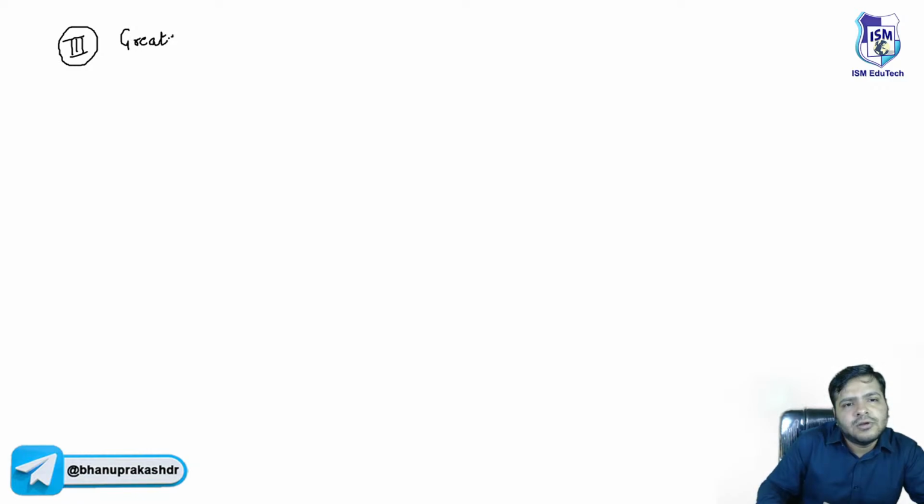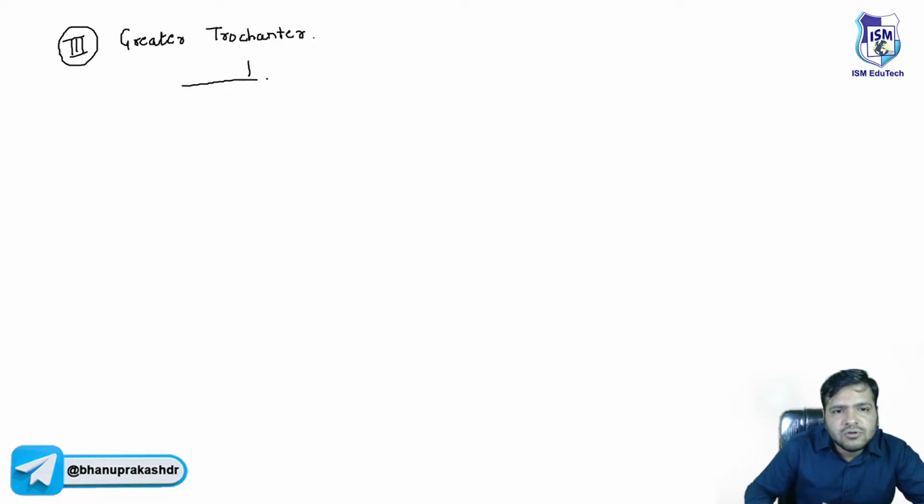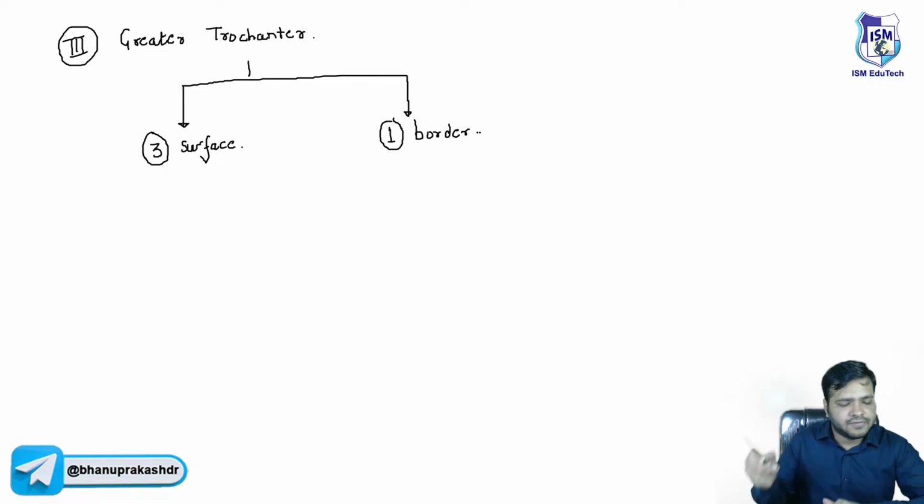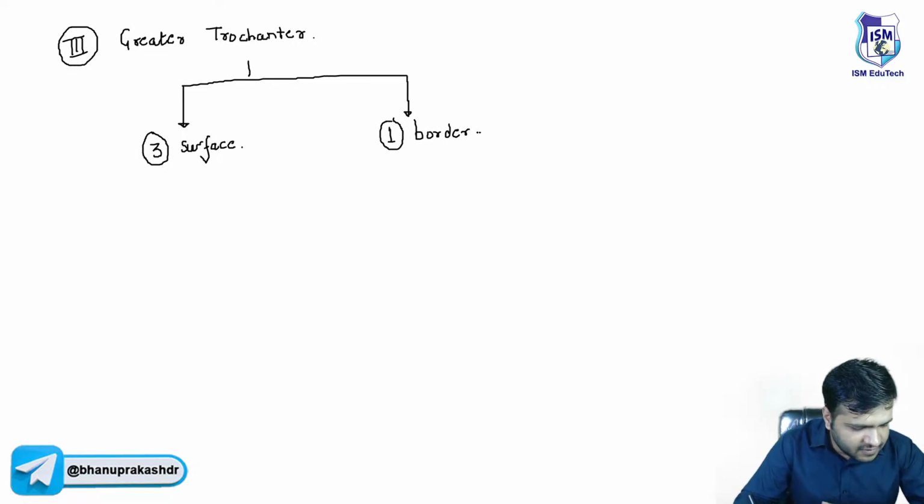Okay, greater trochanter. Now the greater trochanter basically consists of two parts, beta. I will just try to draw it also. We have three surfaces of the greater trochanter, and we have one border of the greater trochanter. Now, three surfaces and one border.